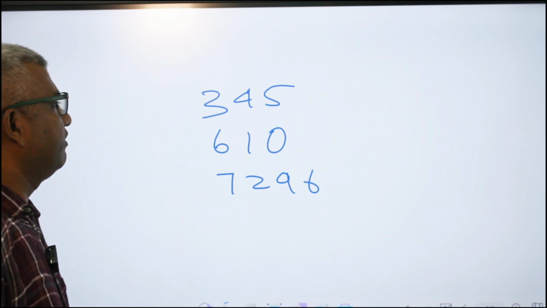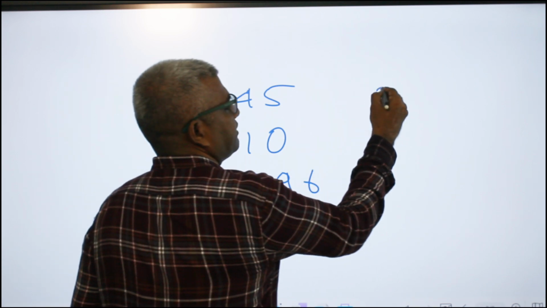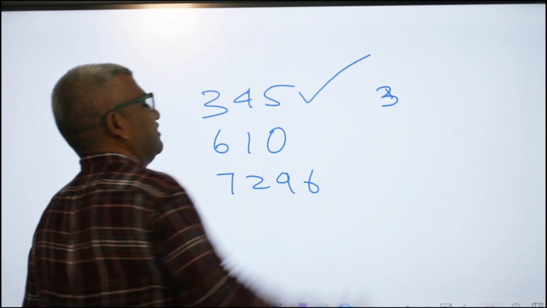Okay, 3, 4, 5. 3 plus 4 plus 5. 3 plus 4 is 7. 7 plus 5 is 12. 12 is divisible by 3. So 345 is divisible by 3.